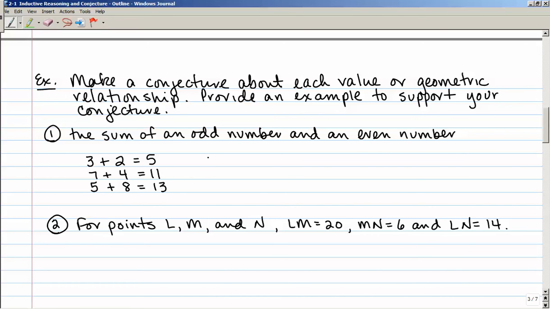So I think my conjecture is going to be that an odd number plus an even number gives me another odd number.